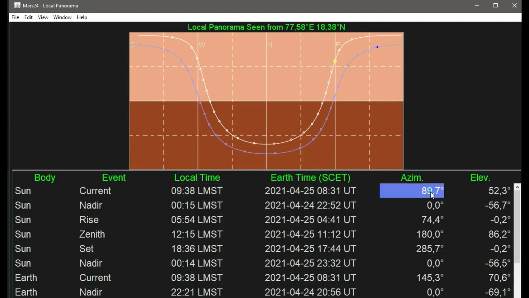And with these azimuths and elevations, we can never see a shadow coming straight down from the helicopter. An azimuth of 89.7 and an elevation of 52.3 is not really overhead. If you take in consideration Zenith is 3 hours later with an azimuth of 180 and an elevation of 86. That's more closer to an overhead sun.